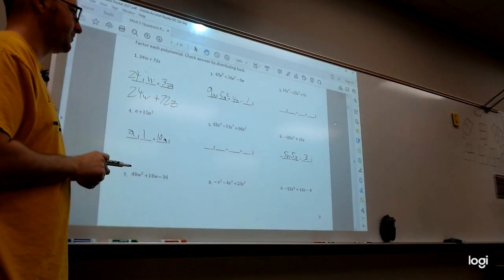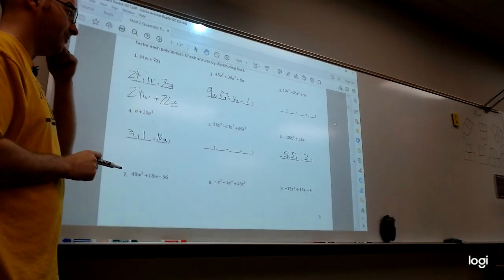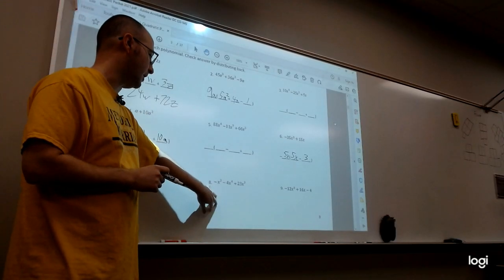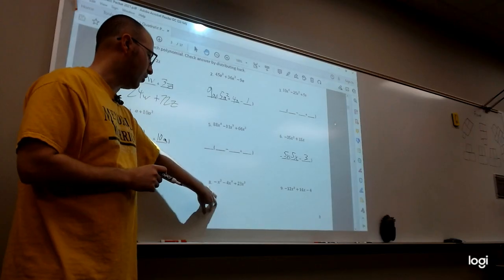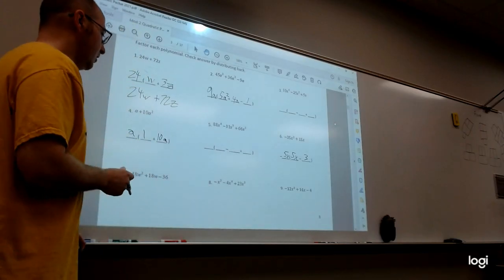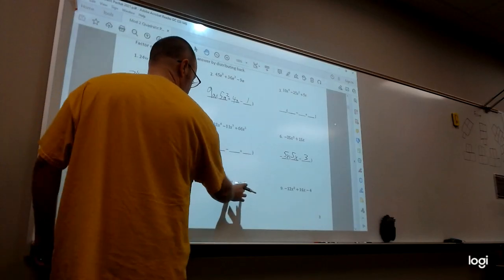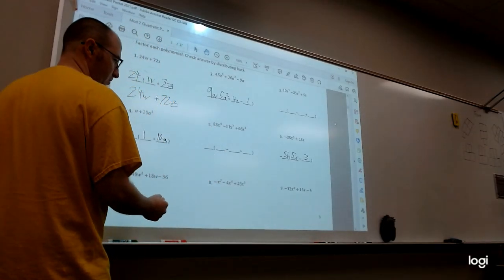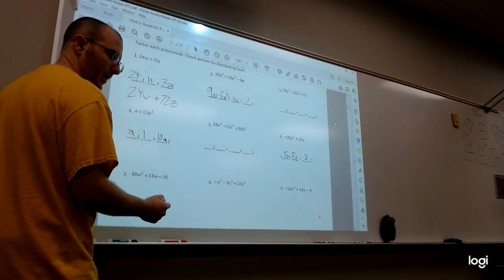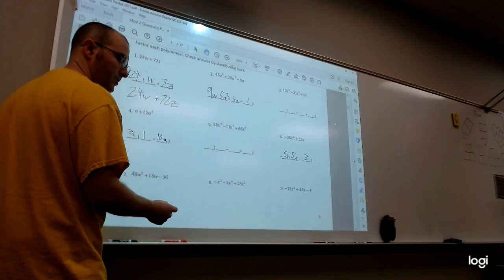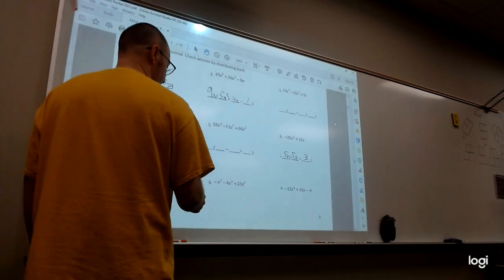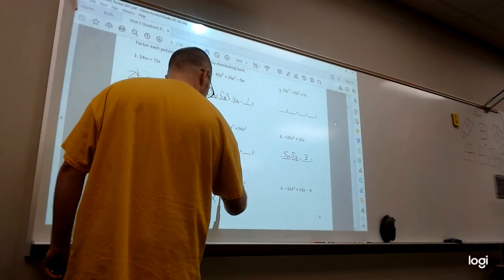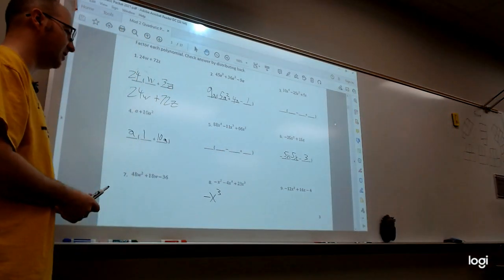5x minus 3. So why do we factor out a negative 5x? Well, it's going to be a bit more obvious when we do questions like 8 and 9. So let's factor out what? What can we factor out on number 8? What's the largest thing we can factor out on number 8? What's the greatest common factor? Negative x cubed. Yeah, okay, so the lowest exponent is going to be negative x cubed.